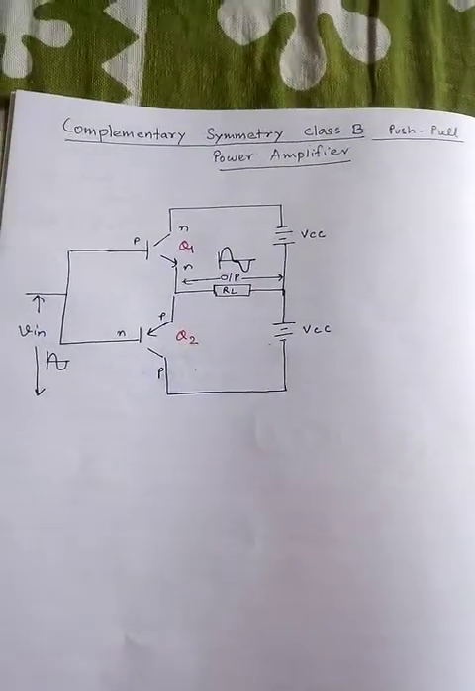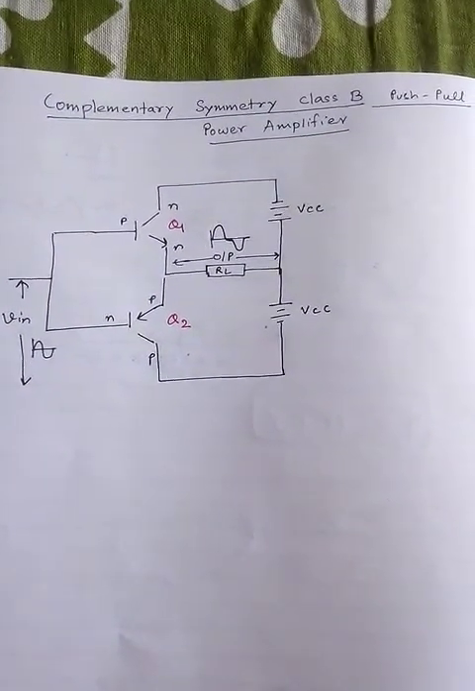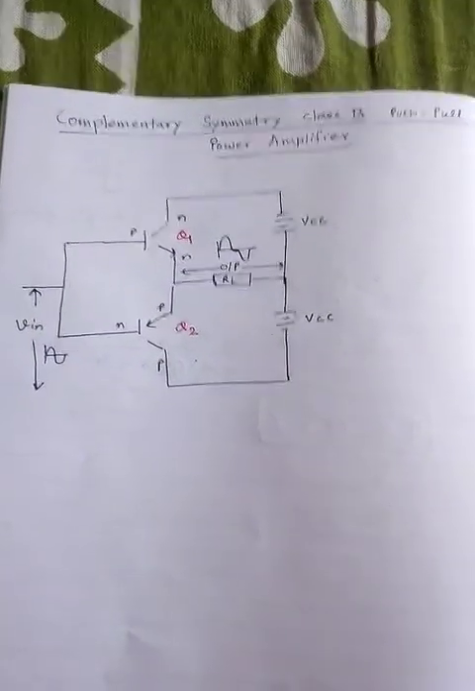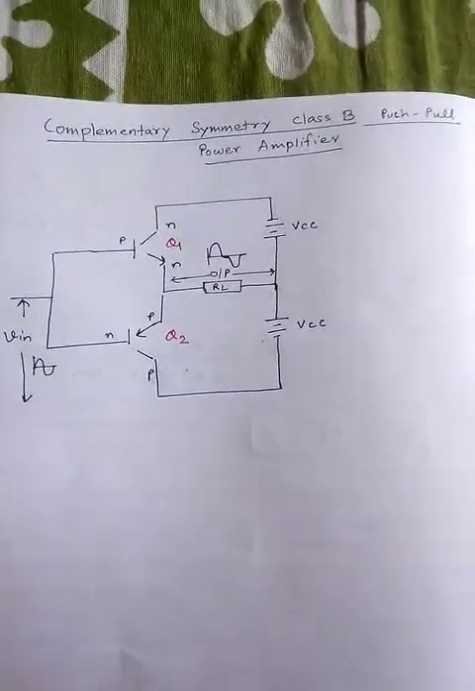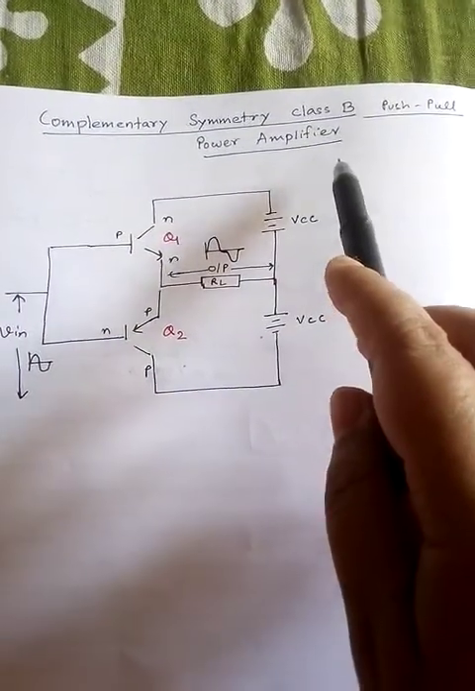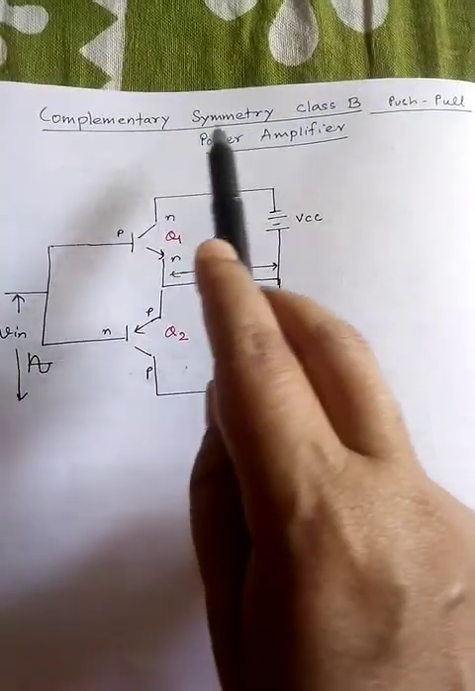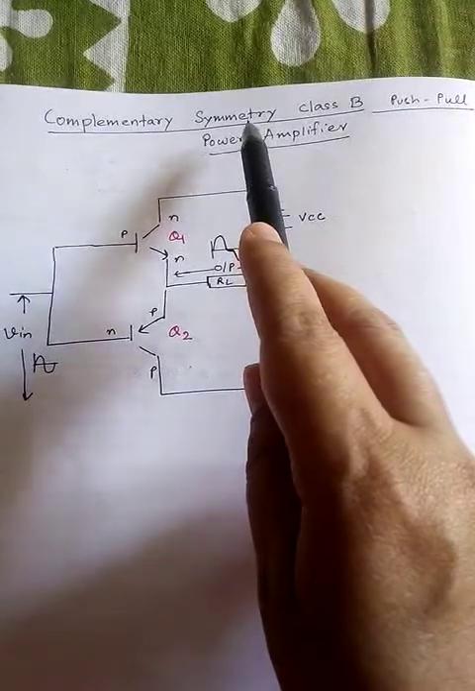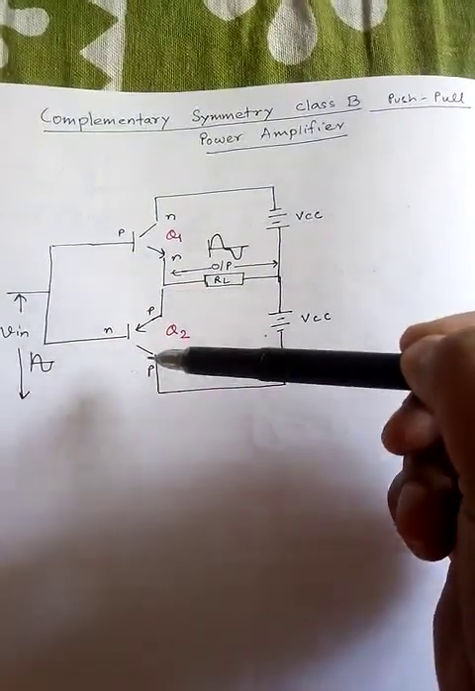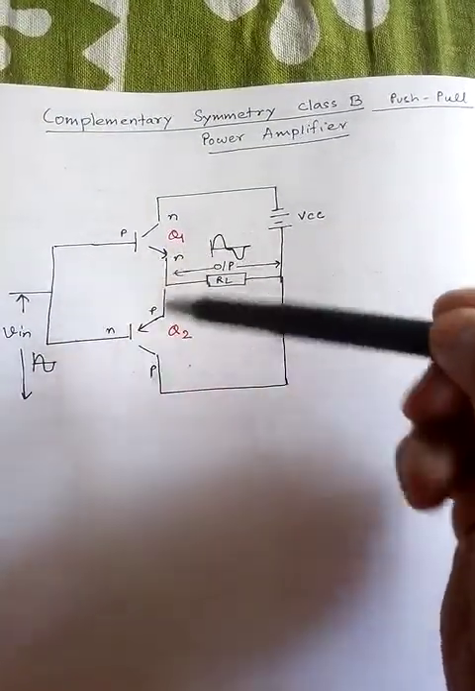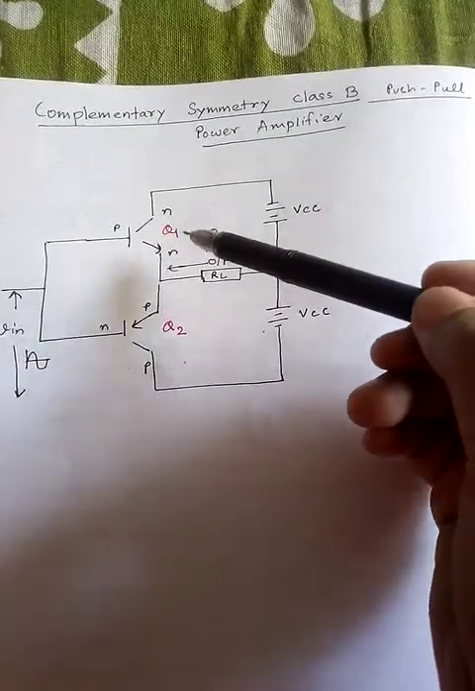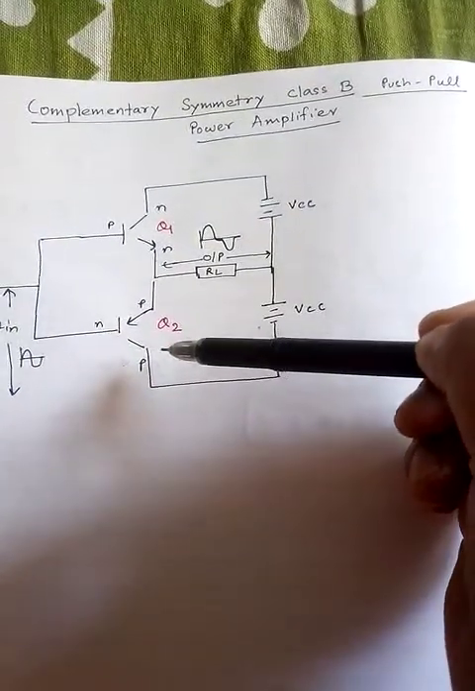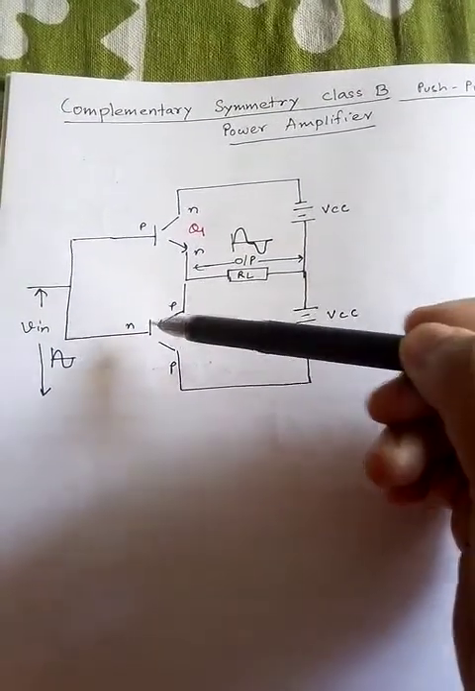Good afternoon, everybody. Today we will study the complementary symmetry class B push pull power amplifier. We have done the class B push pull power amplifier. The addition is complementary symmetry. Now, why is it called complementary symmetry? Because in this circuit there are two transistors Q1 and Q2. As you can see, Q1 is an NPN transistor and Q2 is a PNP transistor.